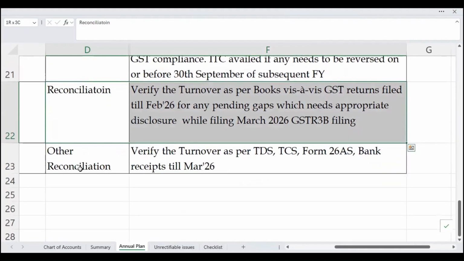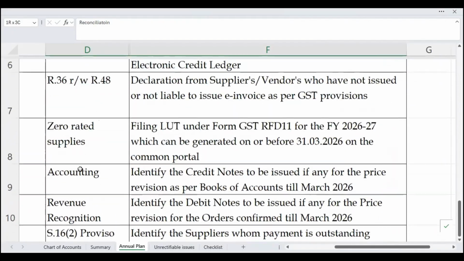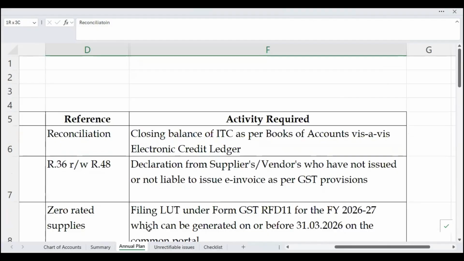Now, turnover reconciliation: books with the income tax portal, with the TDS, TCS, with any other source, and bank statement. Try to have a proper reconciliation of revenue. Any revenue not shown, bring it in your March return. So these are the activities which I do at the end of March.